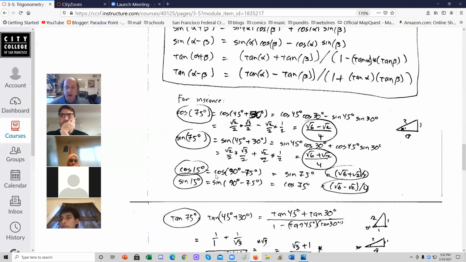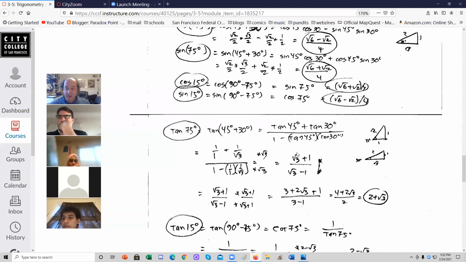Cosine 15 degrees. Well, it's just going to be sine of 75 degrees, or root 6 plus root 2 over 4. Sine of 15 degrees is cosine of 75 degrees. So therefore root 6 minus root 2 over 4. So we now have the trigonometry of the 15, 75, 90 triangle.